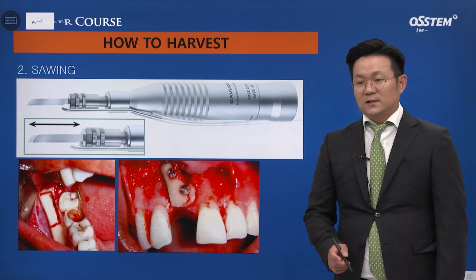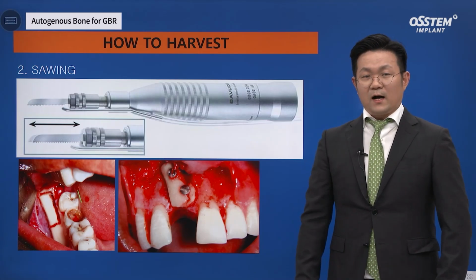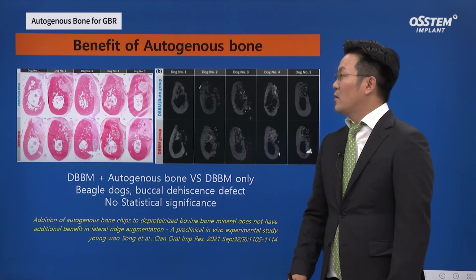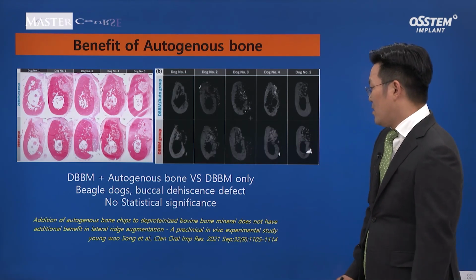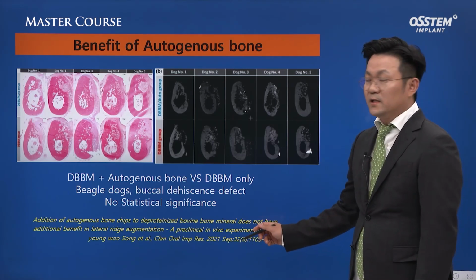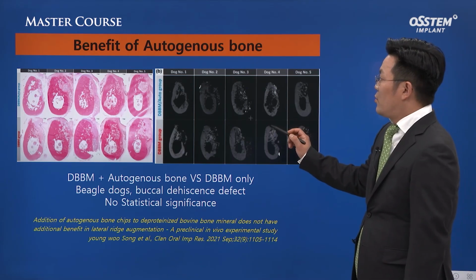When we mix autogenous bone with xenograft material, is it really effective in the formation of bone? This is a paper published in 2021 in COIR. It was written by Young Song.